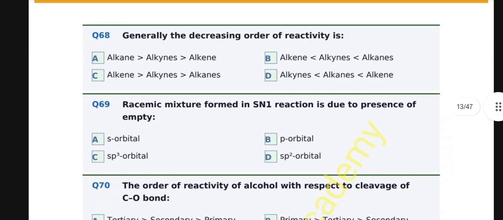Question number 69. Racemic mixture formed in SN1 reaction is due to the presence of empty A. S orbital, B. P orbital, C. Sp3 orbital, D. Sp2 orbital. And the correct option is B. P orbital. SN1 forms a planar carbocation intermediate with an empty p orbital. Nucleophile attacks from both faces equally, giving a racemic mixture, 50-50.